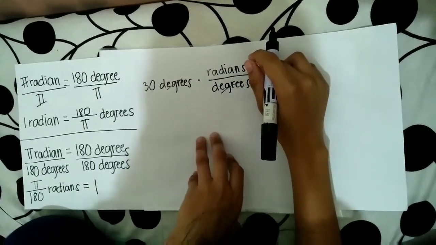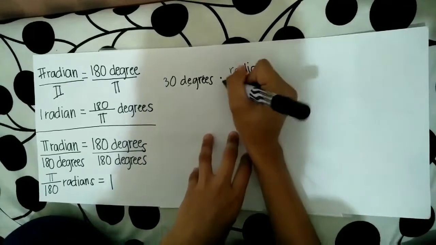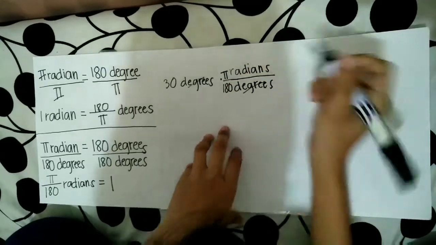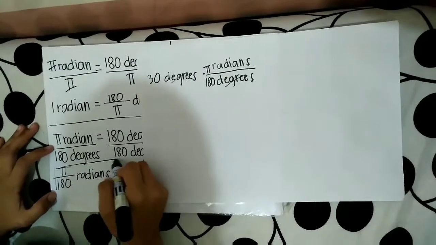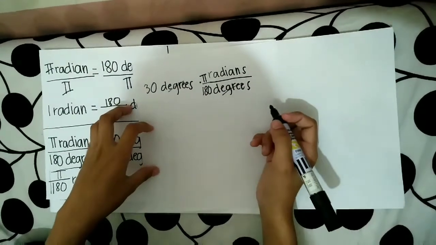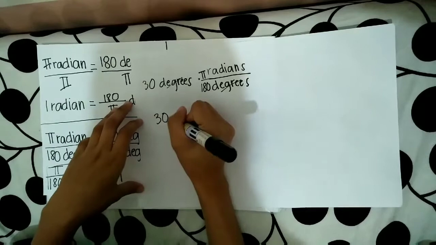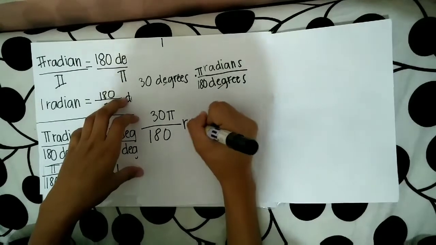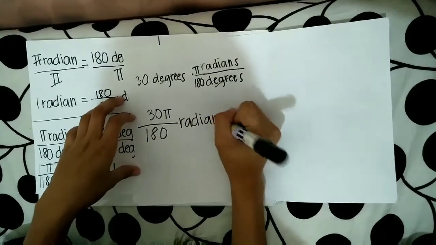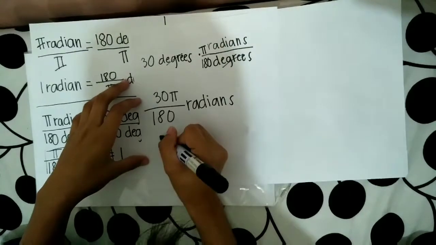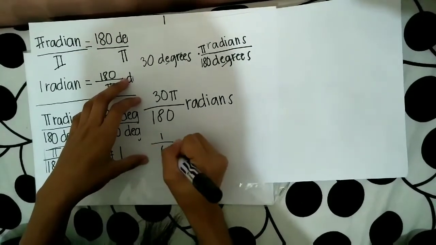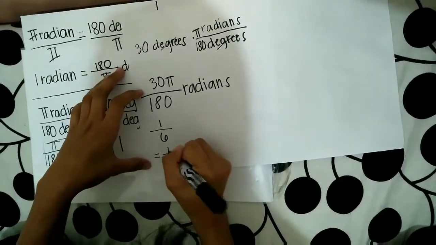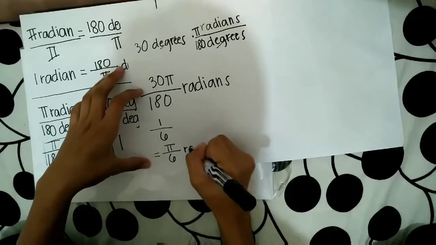Well, if I have pi radians, how many degrees is that? Well, that's pi over 180 degrees. Comes straight out of this. Then this is going to get us 30 times pi over 180 radians, which will simplify to 1 over 6. So this is equal to pi over 6 radians.